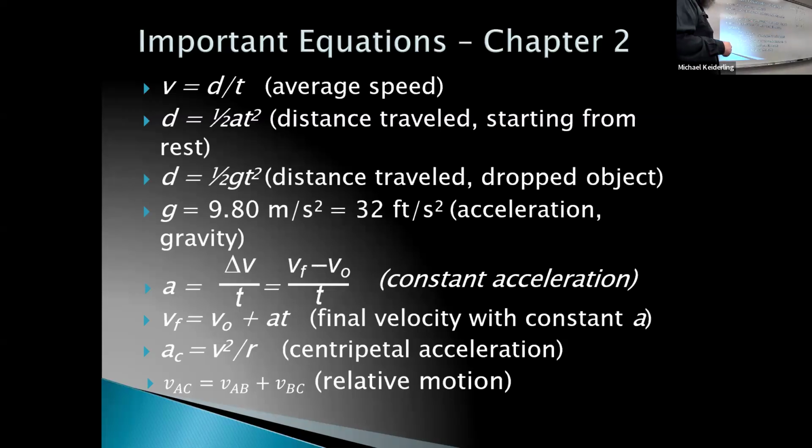Acceleration is change in velocity over time, so final velocity minus initial velocity over time. That can be rewritten as final velocity is initial velocity plus acceleration times time. For circular motion, centripetal acceleration is speed squared over the radius. And for relative motion, the velocity of A with respect to C is the velocity of A with respect to B plus the velocity of B with respect to C.